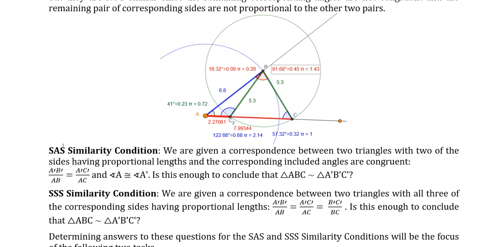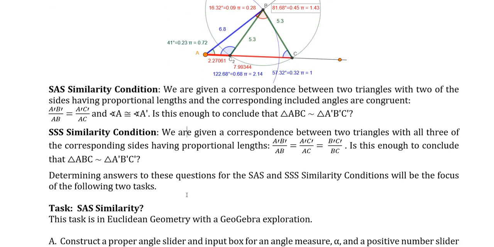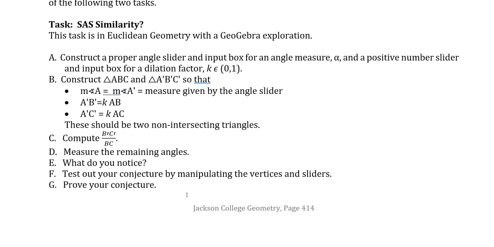So I'm going to give you some tasks to try to do on your own and see if you can determine if these are going to work or not. So this is a task in Euclidean geometry with a GeoGebra exploration. In GeoGebra, construct a proper angle slider and input box for an angle measure, say alpha, and a positive number slider, with a corresponding input box, for a dilation factor K. For now we'll just do it between 0 and 1.